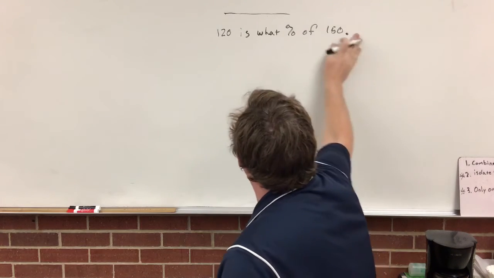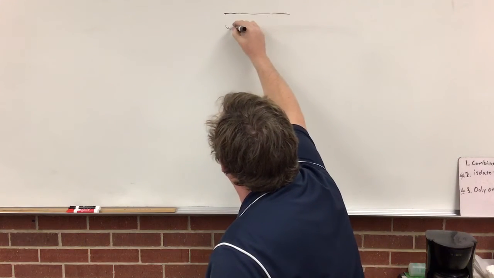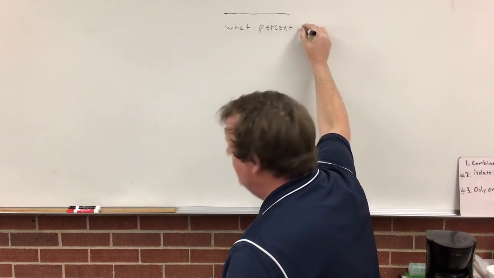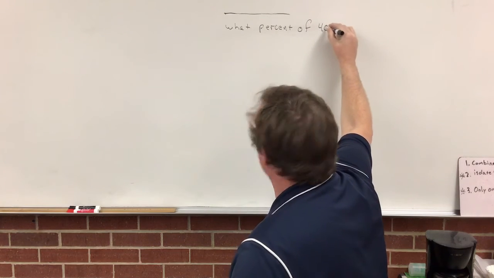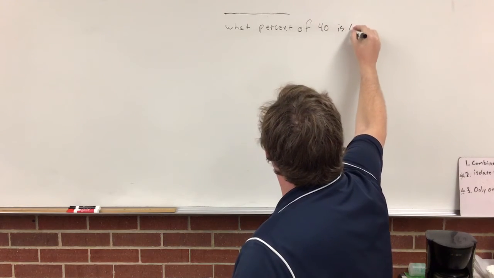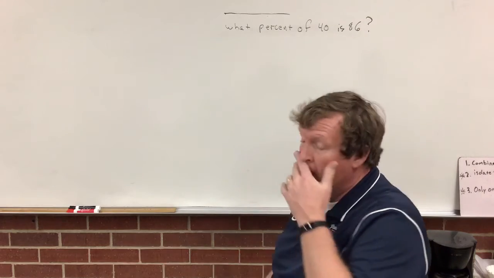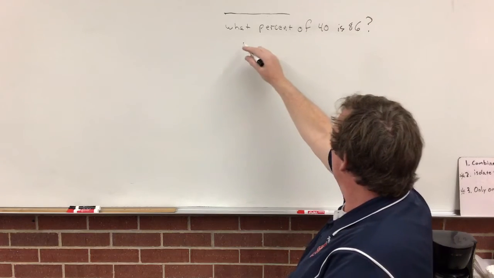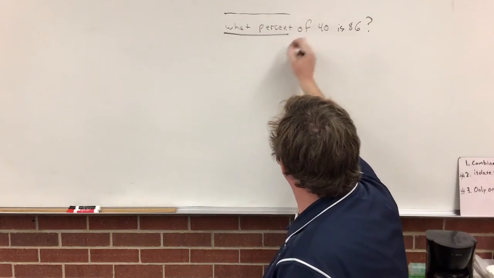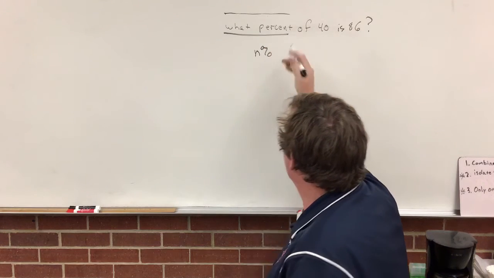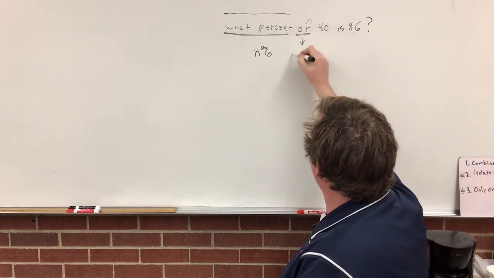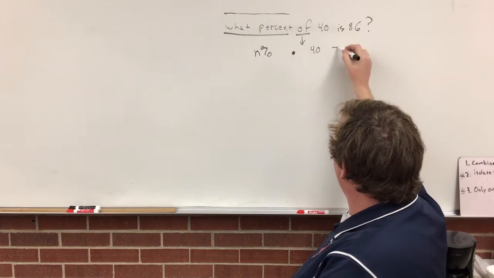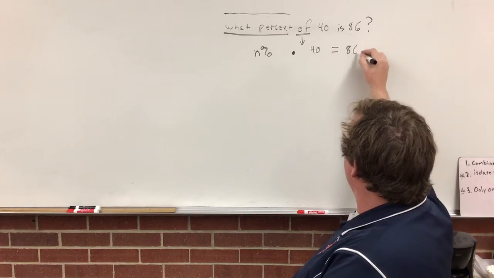Okay, so this one says, what percent of 40 is 86? Okay, so they just moved this part back to the end of the sentence. So we have that what percent. When we don't know the percent, that is n percent. We don't know. There's the word of, that makes the multiplication sign. 40 is means equals 86.